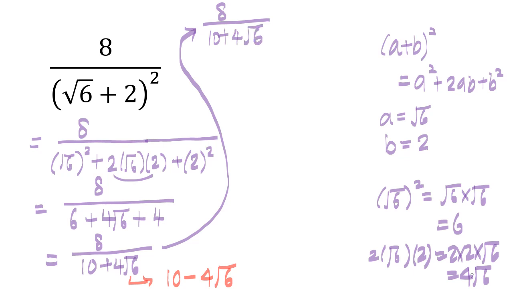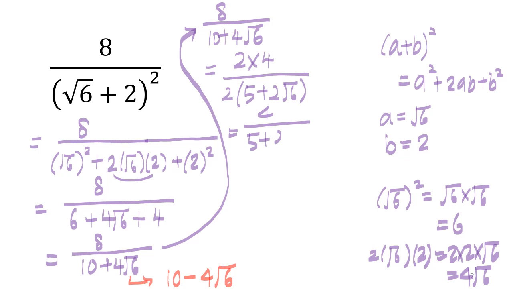Right, so before we actually go about rationalizing it, we can make the numbers smaller. We can simplify it further if you want to. As you can see, there's a common factor of 2 in the numerator and also in the denominator, because 8 is 2 times 4. And at the new denominator, you can factorize 2 out. That will give you 4 over 5 plus 2 square root 6. So if you have done some simplification, you realize that the denominator is a much simpler form than 10 plus 4 square root 6.